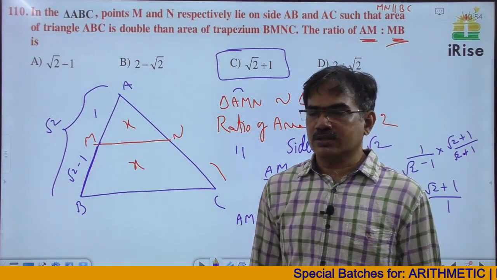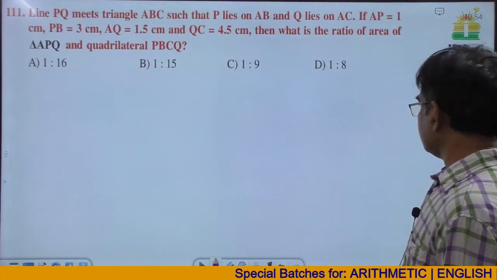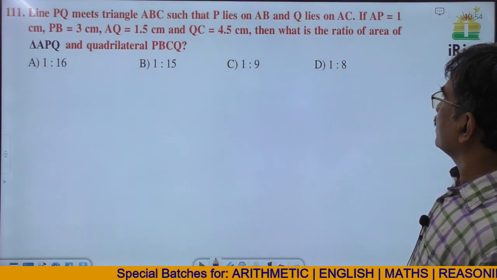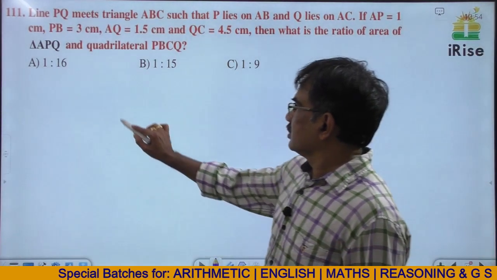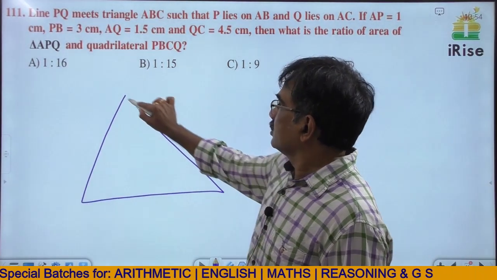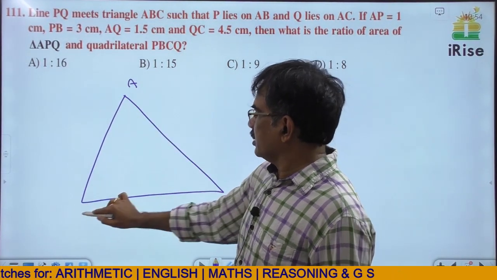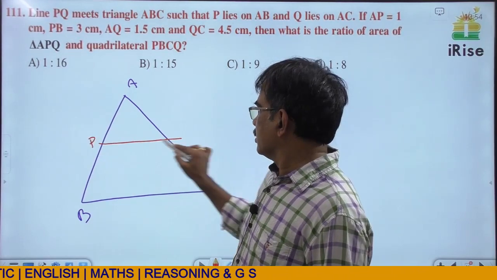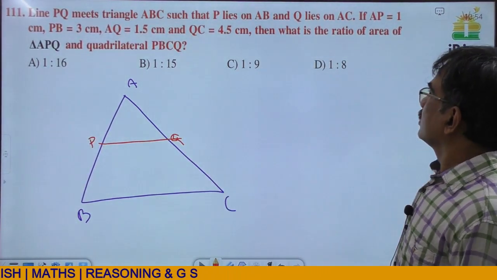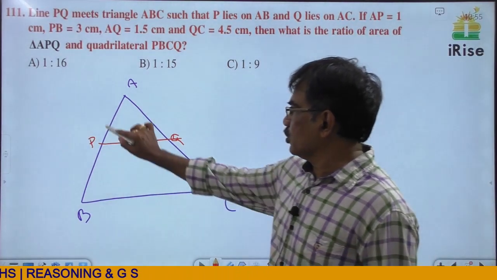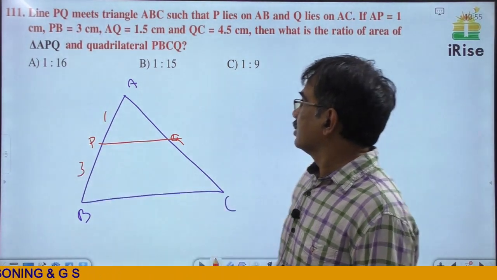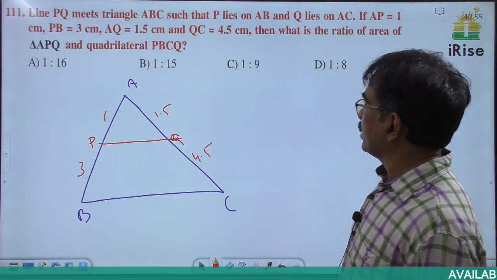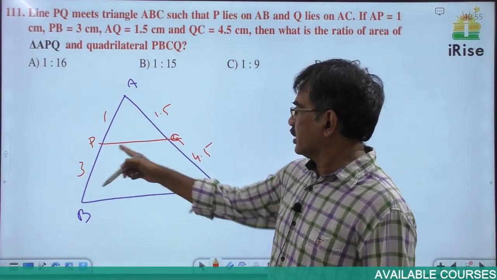Okay, next question. The line PQ meets the triangle ABC such that P lies on AB, Q lies on AC. This is a triangle ABC. This is P, this is Q. P lies on AB, Q lies on AC. AP is equal to 1 part, PB is 3 parts. AQ is 1.5 parts, QC is 4.5 parts. Then what is the ratio of area of APQ and quadrilateral PBCQ?